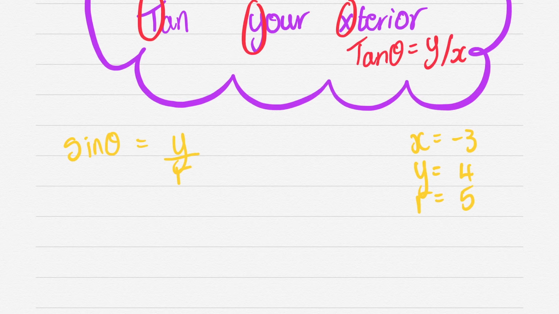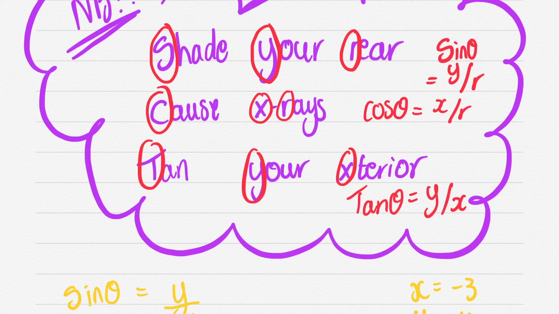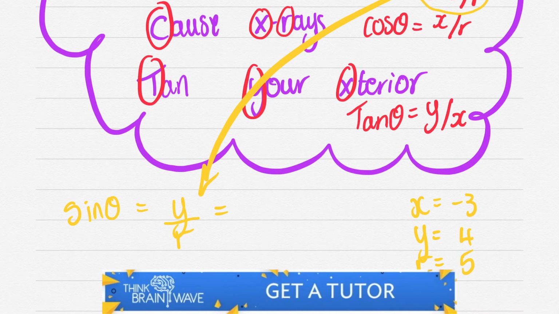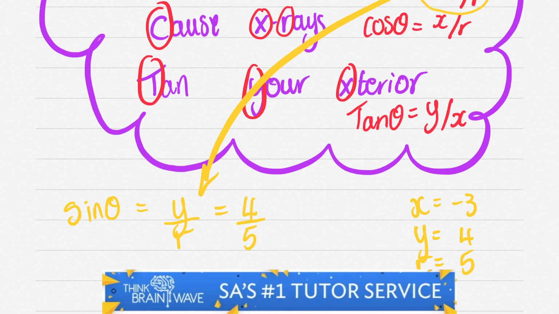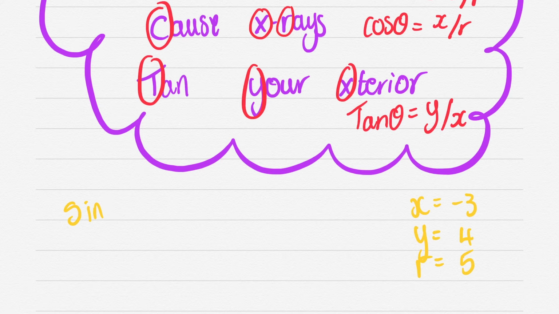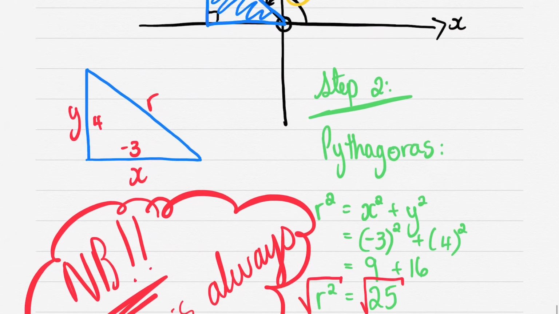We've got sine theta is equal to shade your rear, so it's y over r. Your y value is 4, and your r value is 5, as we can see from the right-hand side. We figured them out through Pythagoras. As I've mentioned in many of the previous videos, Pythagoras and trig are so closely related. They're like twin brothers or twin sisters. You need to make sure that you understand both. So we're not going to be doing sine theta. Why would you want to do sine theta when you can use a different angle?